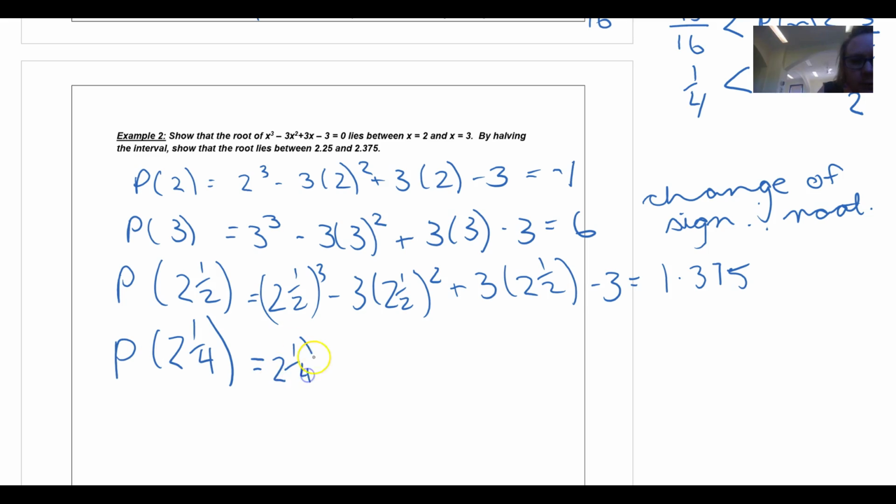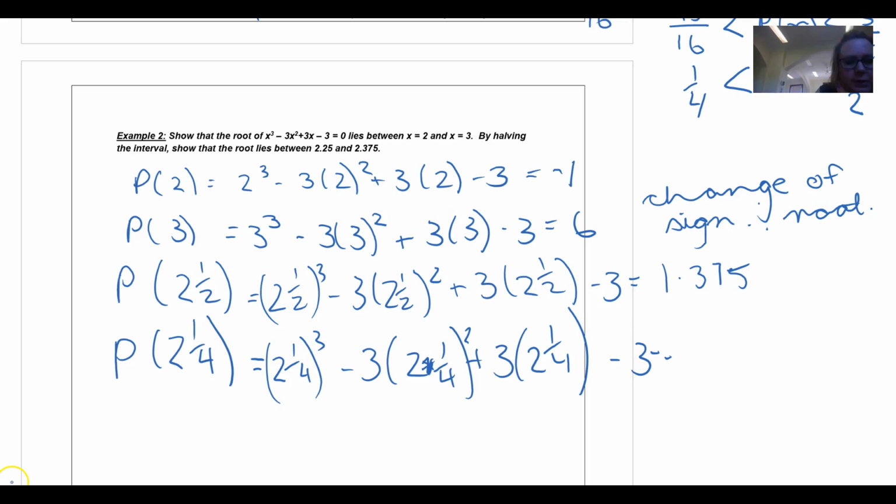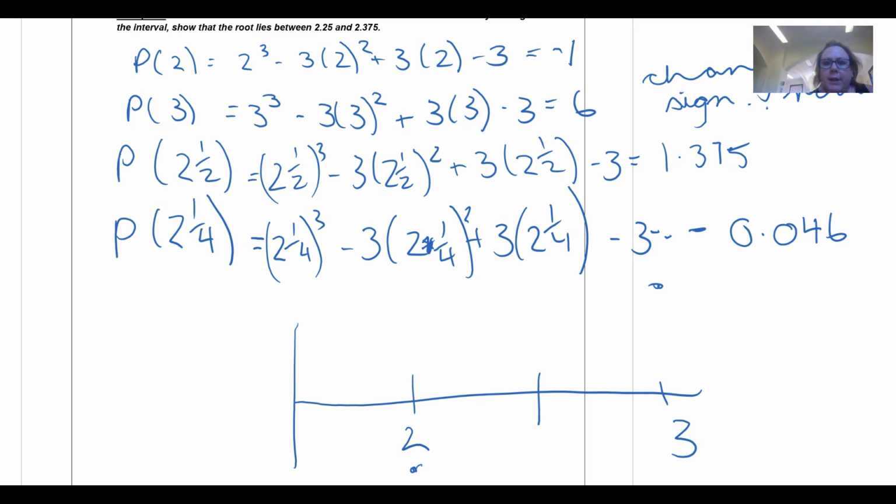2 1/4 cubed minus 3 times 2 1/4 squared plus 3 times 2 1/4 minus 3. And I'll put it in the calculator. Okay, it's easier if I see it in the graph. I got minus 0.1046. If I graph 2 as negative, because 2 is negative, and graph 3 as positive, and 2 1/2 is positive, it's here. So I want to go to 2 1/4, which is here, and I got it to be negative.